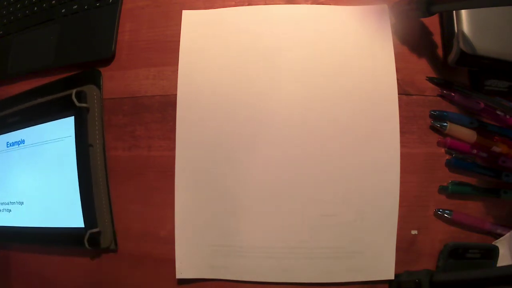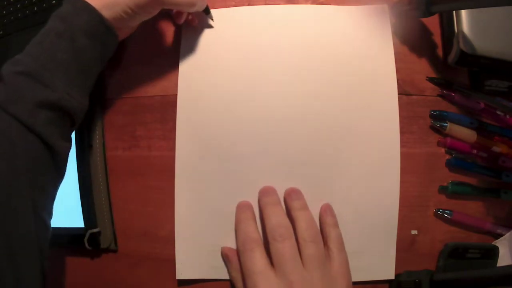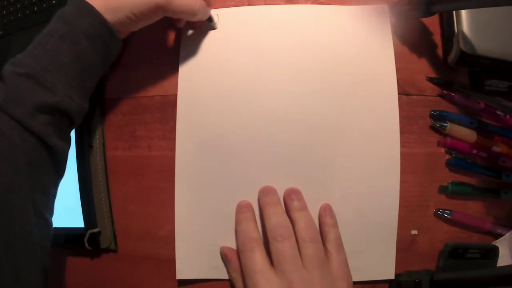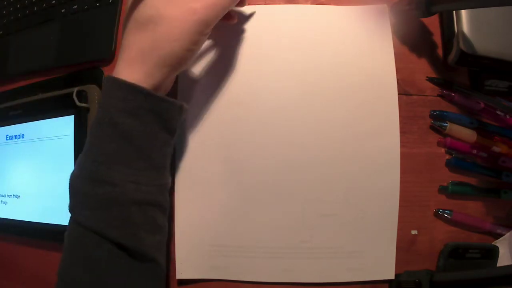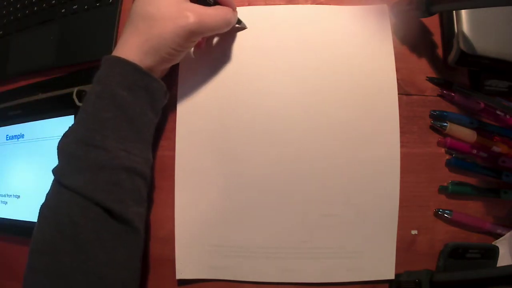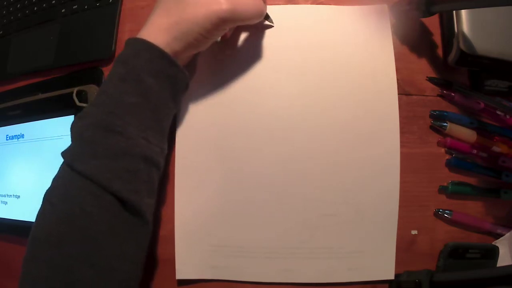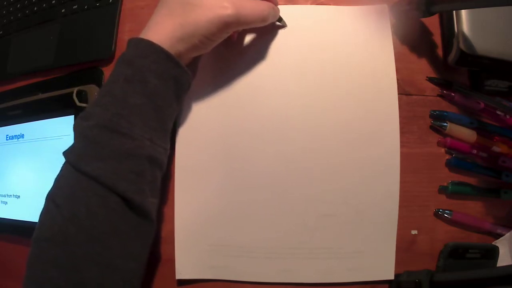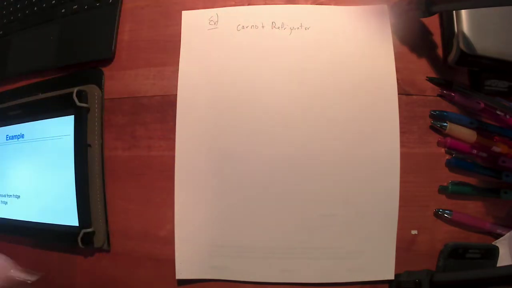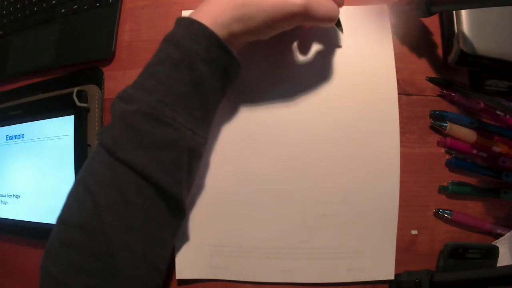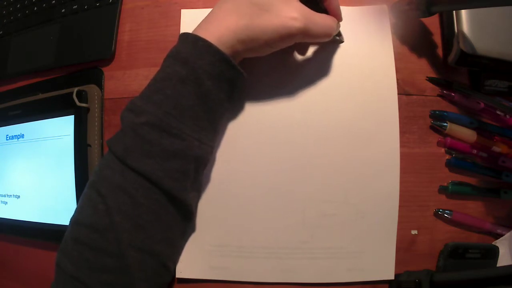Hi everybody. So let's work a real quick example problem, tacked on the end of the last lecture. This is going to be a Carnot refrigerator. So I've got a Carnot refrigerator. We're given some information about this refrigerator.